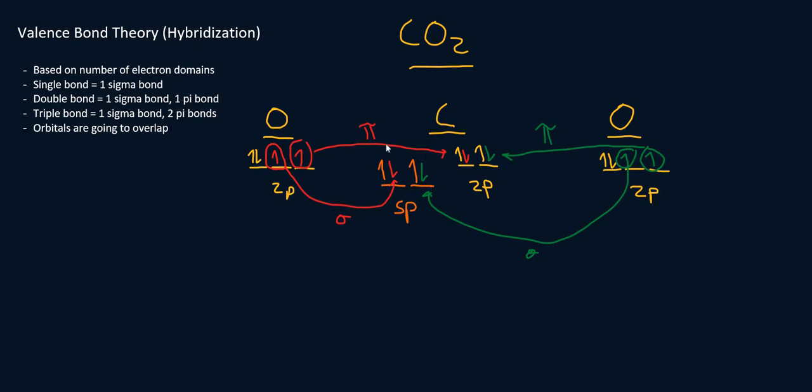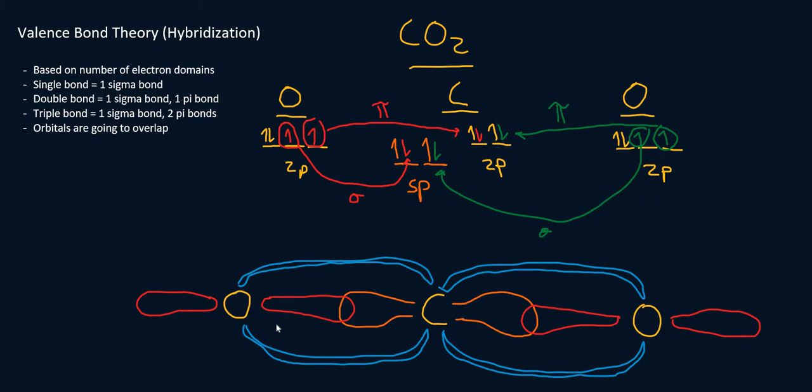So now we've shown the electrons actually moving around. What would this structure actually look like then if we were to draw it three-dimensionally using these hybridized and pi bond notations? So this is what that CO2 molecule would look like in terms of its hybridized orbital overlap.